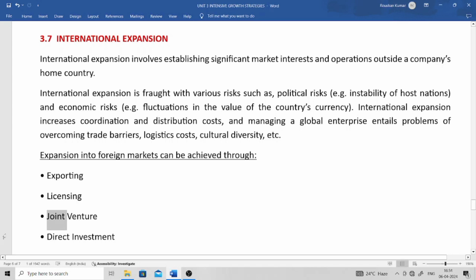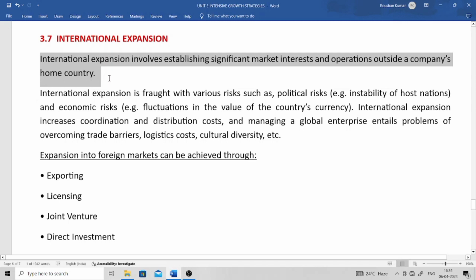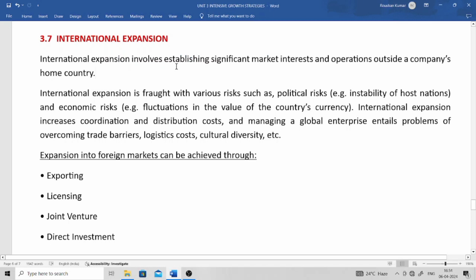First, there are political risks. What is this political risk? Instability of host nations. Economic risk, that is fluctuations in the value of the country's currency. International expansion increases coordination and distribution cost, and managing a global enterprise entails the problem of overcoming trade barriers, logistics cost, cultural diversity, etc. So many risks are also there in international expansion. Expanding into foreign markets can be achieved through exporting, licensing, joint venture, direct investment.